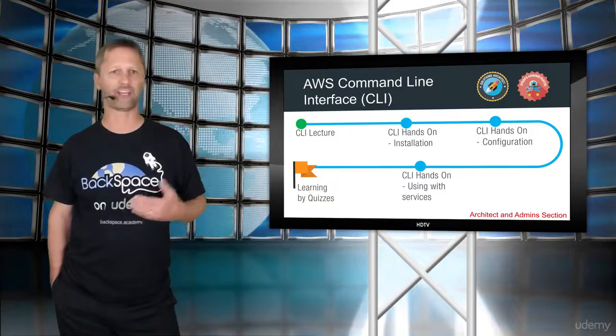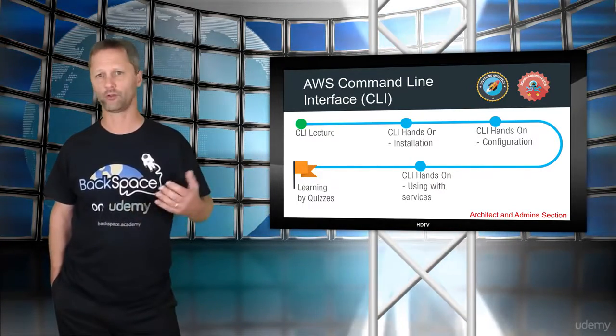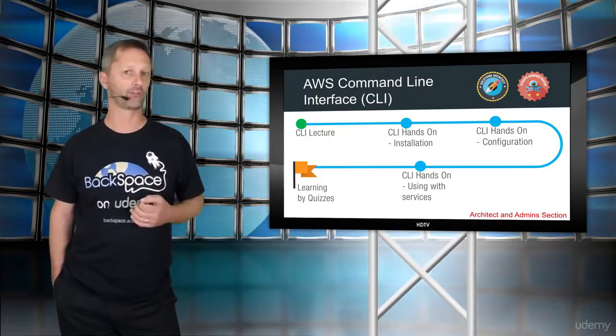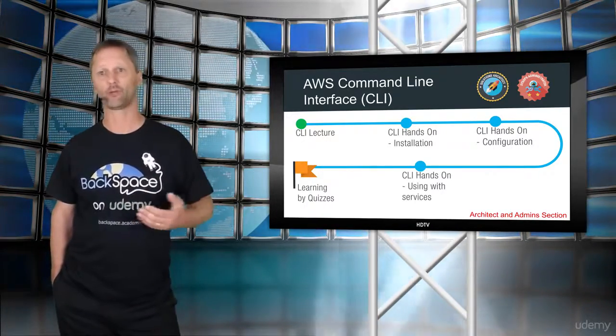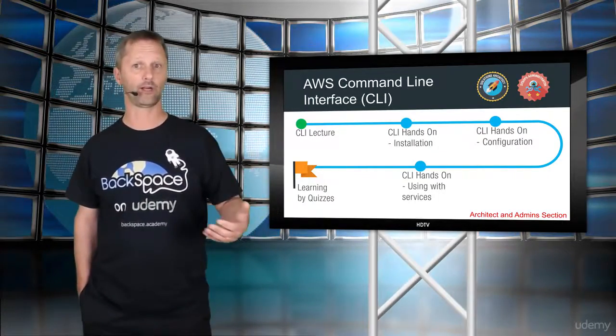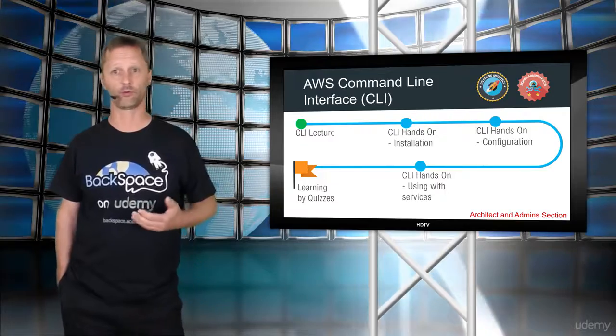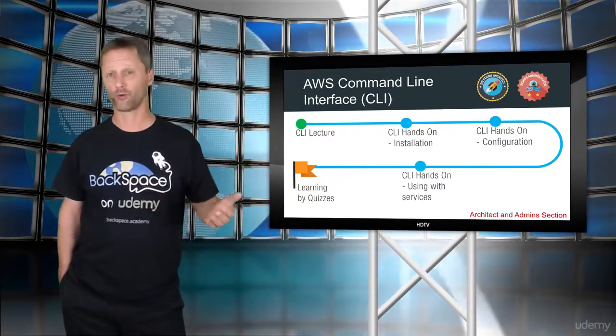So we'll start with a high-level lecture on the command line interface and what it is and why we use it. And then we'll get stuck into a hands-on lesson on installing it, and then we'll look at configuring it. So it's one thing to have it installed on our computer, but we still need to be able to configure it so that it can access AWS services for us.